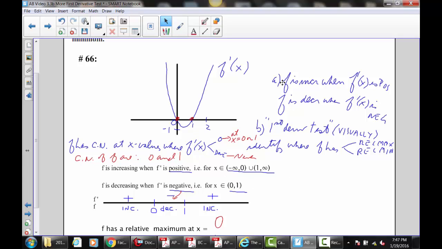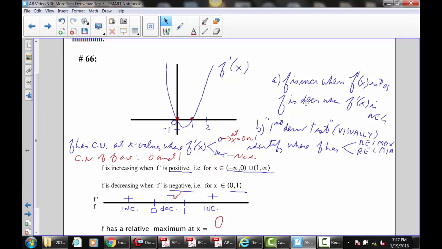All right. Now remember, f is going to be increasing when f prime is positive. If you look at the graph, f prime is above the x-axis, i.e. positive, to the left of 0 and to the right of 1. So f prime is positive to the left of 0 and to the right of 1.